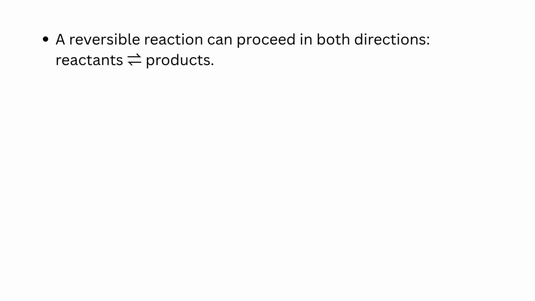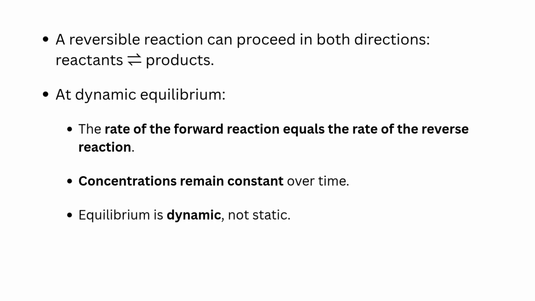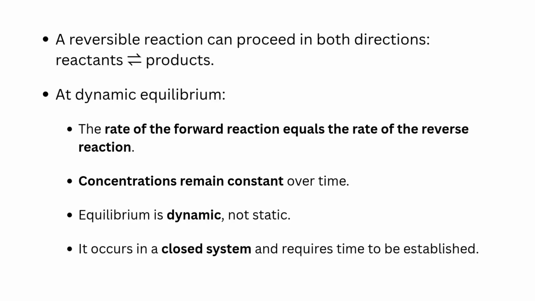Key takeaways: a reversible reaction can proceed in both directions, from reactants to products and from products to reactants. At dynamic equilibrium, the rate of the forward reaction equals the rate of the reverse reaction. Concentrations remain constant over time. Equilibrium is dynamic, not static. It occurs in a closed system and requires time to be established.